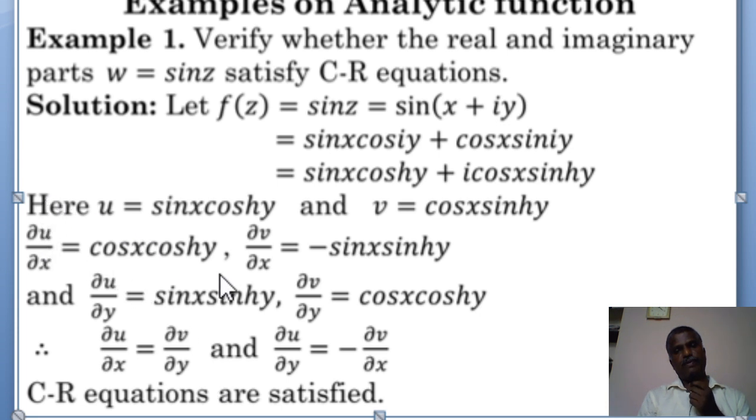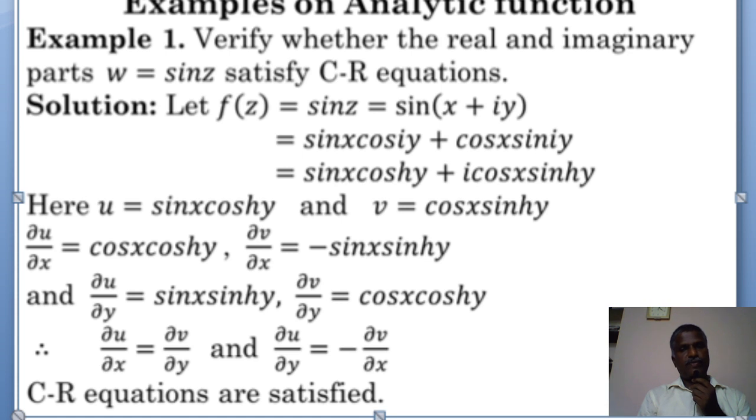cos x cos hyperbolic y, and dou u by dou y is negative of dou v by dou x, that is dou u by dou y is minus dou v by dou x. So these are CR equations. CR equations are satisfied, CR equations are true.